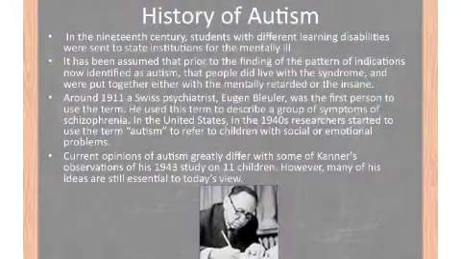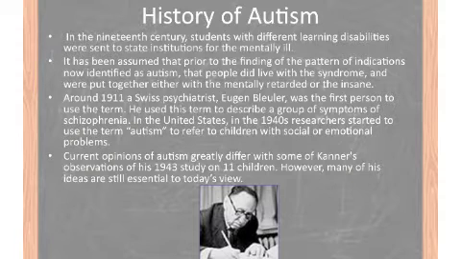The historic roots of autism started in the 19th century, where students with different learning disabilities were sent to state institutions for the mentally ill. It has been assumed that prior to finding of the pattern of indications now identified as autism, the people did live with the syndrome and were put together either with the mentally retarded or the insane. Around 1911, a Swiss psychiatrist named Eugene Bleuler was the first person to use the term. He used this term to describe a group of symptoms of schizophrenia.